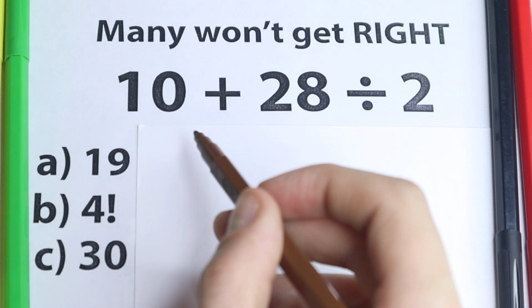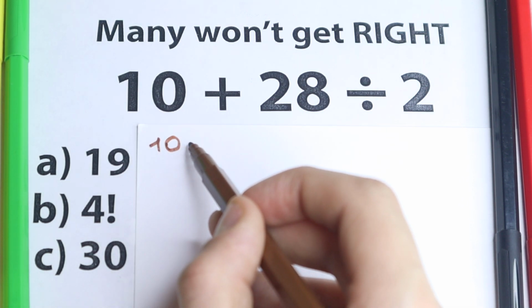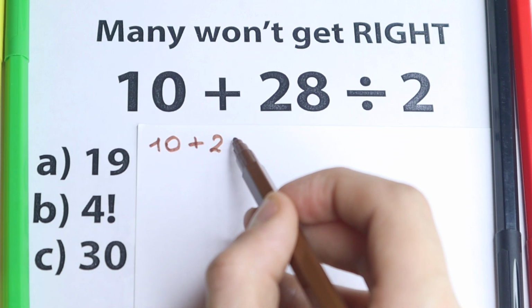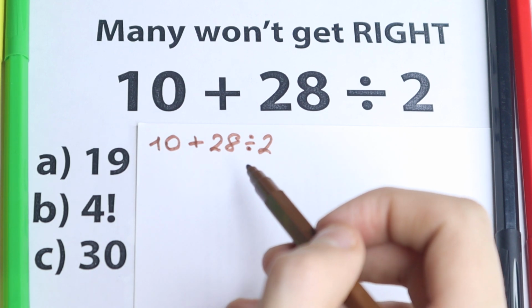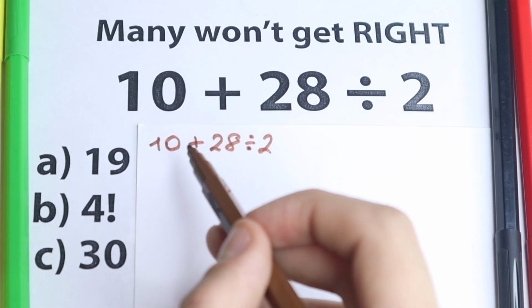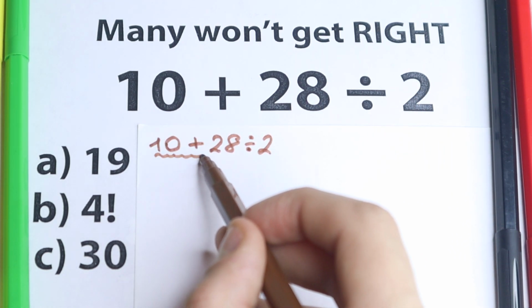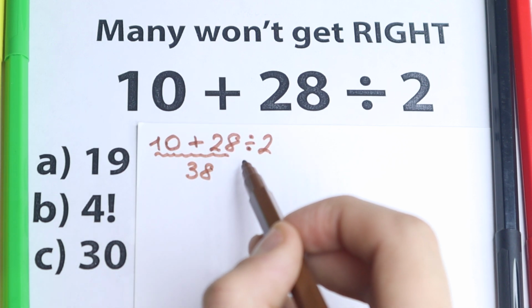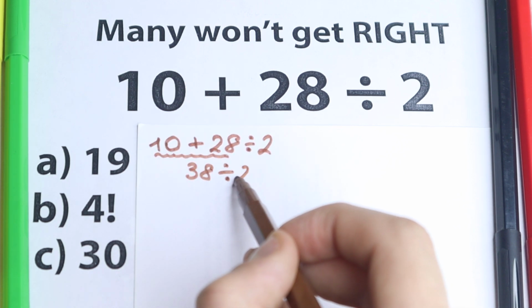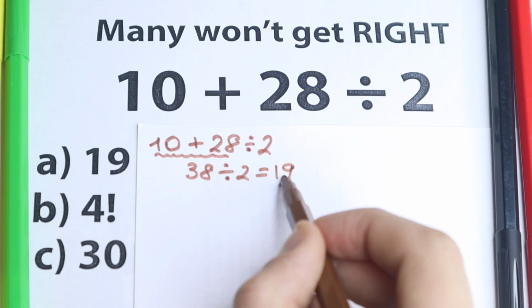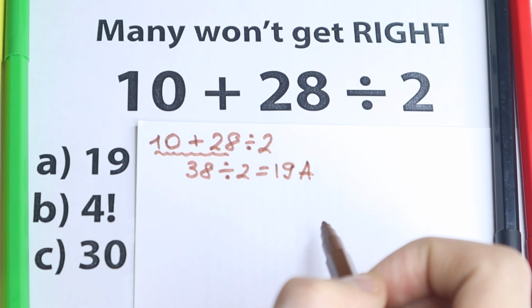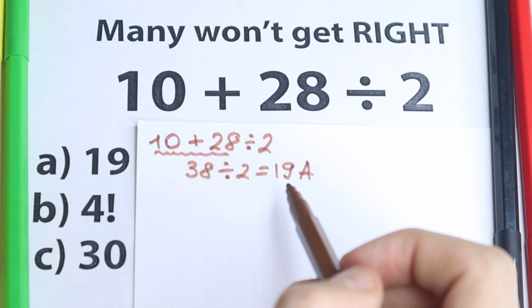So first of all, I want to start with this solution. We have 10 plus 28 divided by 2, okay? And I don't want to tell that this is correct or incorrect. I feel like one part of you solved it like that. We have 10 plus 28, we have 38, and 38 divided by 2, so from left to right we have 38 divided by 2 equal to 19. So this is option A.